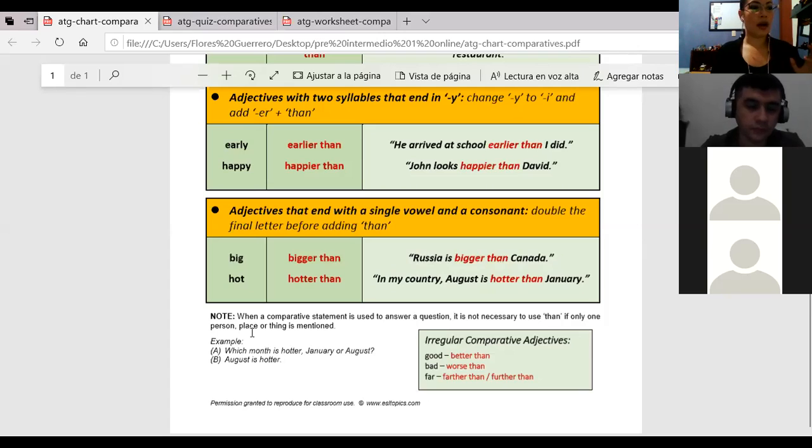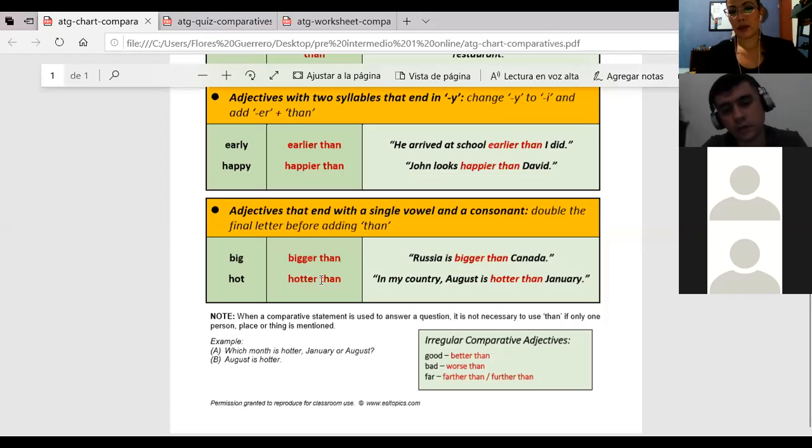Ahora el adjetivo hot. Si ustedes escuchan, también suena con estrés. Hot. Entonces duplicamos la última consonante porque tiene este patrón. Consonante, vocal, consonante. Duplico la última consonante, que en este caso es T. Agrego ER y luego el dan. In my country, August is hotter than January.